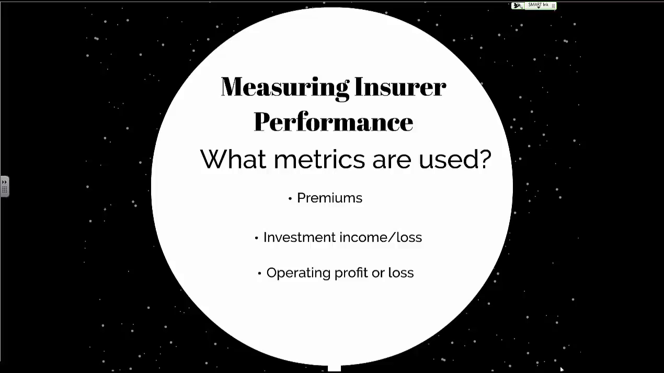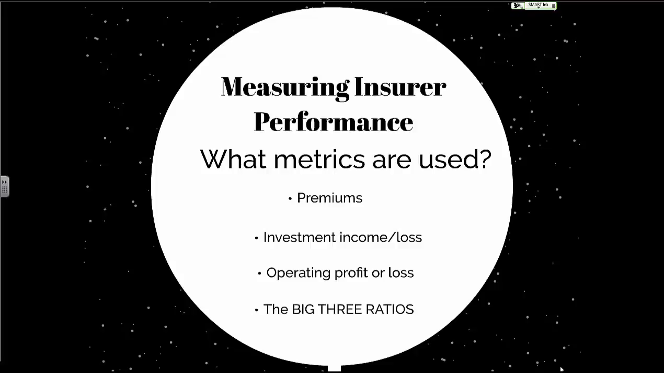An operating profit or loss for an insurance company is how much they take in minus how much they pay out, where the majority of what they take in is their premiums, and what they pay out are their expenses, including underwriting expenses, commissions, and taxes, and losses paid to policyholders.